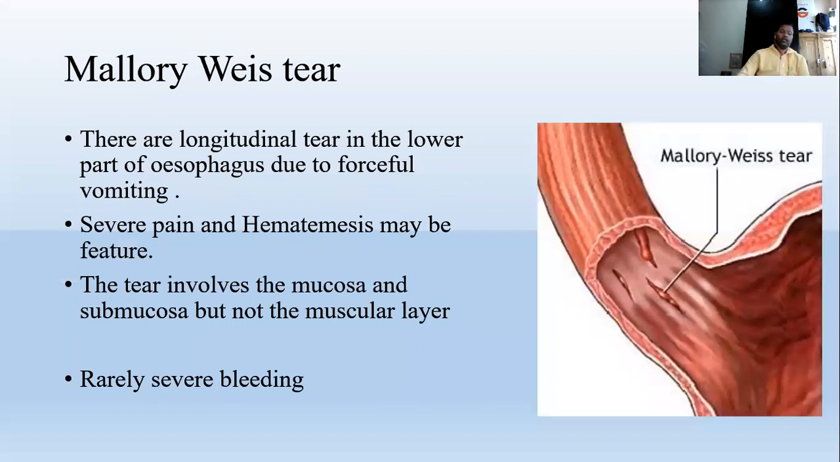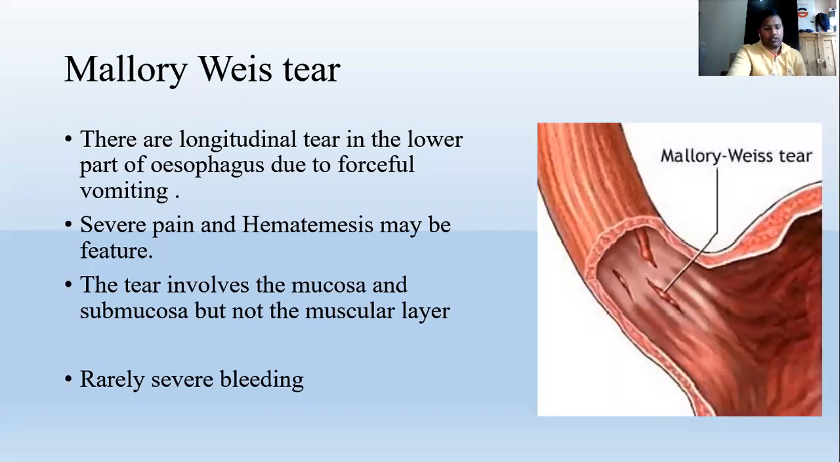Okay, so next, here we finish the congenital disorders. After the first disorders, next is Mallory-Weiss tear. Mallory-Weiss tear is just a longitudinal tear in the inner lining of the esophagus, the mucosal coating of the esophagus, and that is called Mallory-Weiss tear.